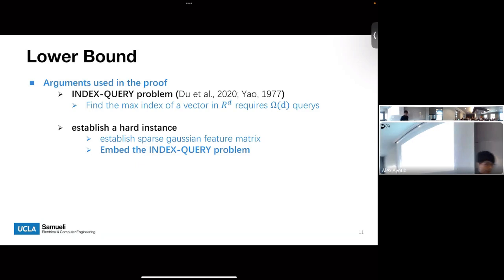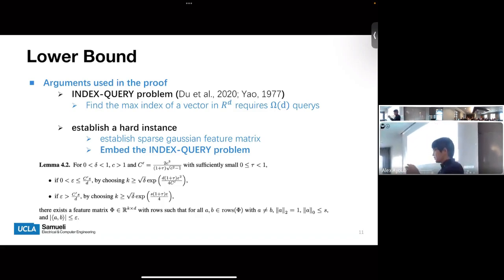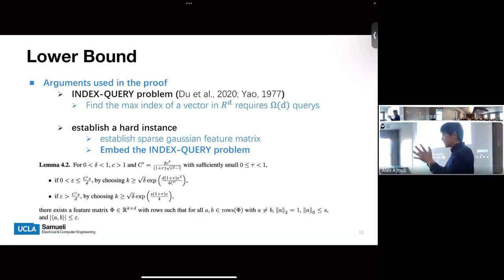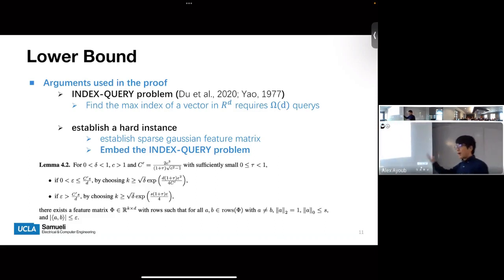The construction is just to establish a set of Gaussian features. This Gaussian feature is sparse: you choose a random set as the support and choose the Gaussian values on those coordinates. It turns out that this index query for an arbitrary vector can be embedded into the Gaussian features. And then the number of queries, you just need to count how many such vectors you can construct. It's exponential. That's the rough idea.